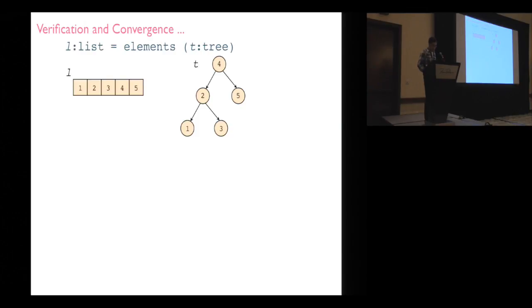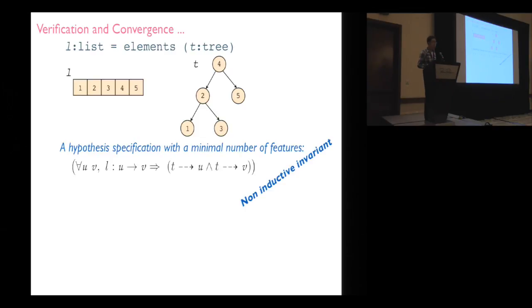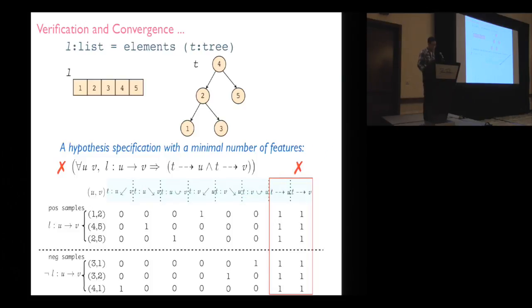What does such a non-inductive invariant look like? Consider the element function with a hypothesis composed with a minimum number of features. It happens to be a non-inductive invariant. It claims that for arbitrary data structure elements U and V, if U is in the output list L, then U and V must be contained. This invariant is non-inductive because the reachability relation between U and V is not captured in this specification. It is a too-coarse over approximation of an inductive invariant.